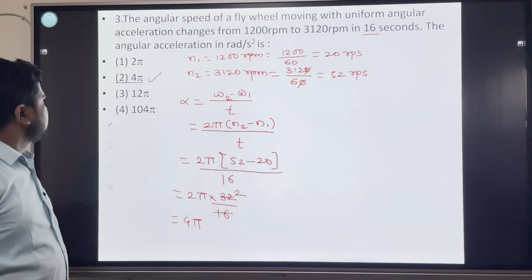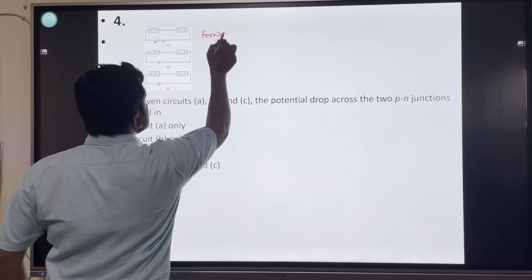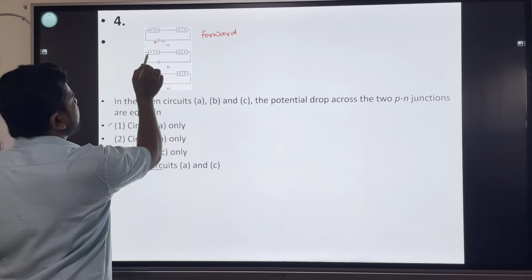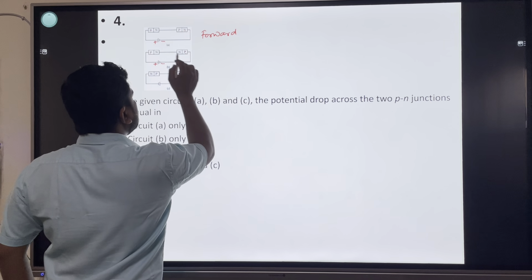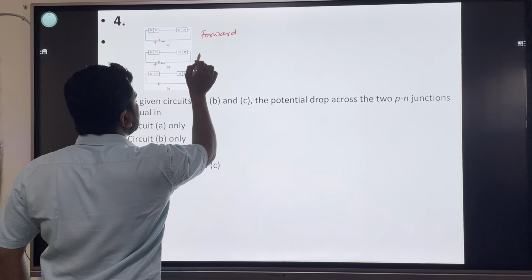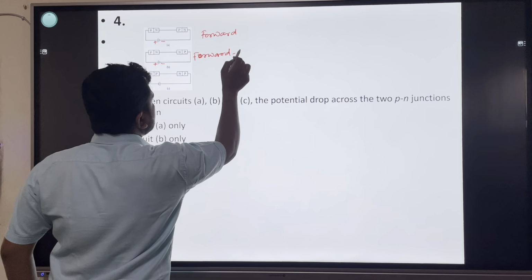This is from semiconductor devices. In the given circuits A, B, C, the potential drops across two PN junctions are equal. We need equal potential difference. In the first diagram, the P terminal is connected to the positive terminal of the external cell and the N terminal is connected to the negative terminal. This is forward bias. In the second diagram, the P terminal is connected to the positive terminal and the P terminal is connected to the negative terminal. First one is forward, second one is reverse.